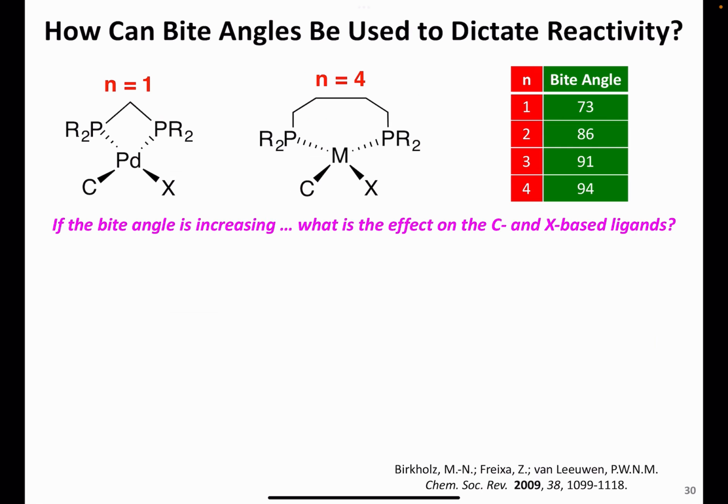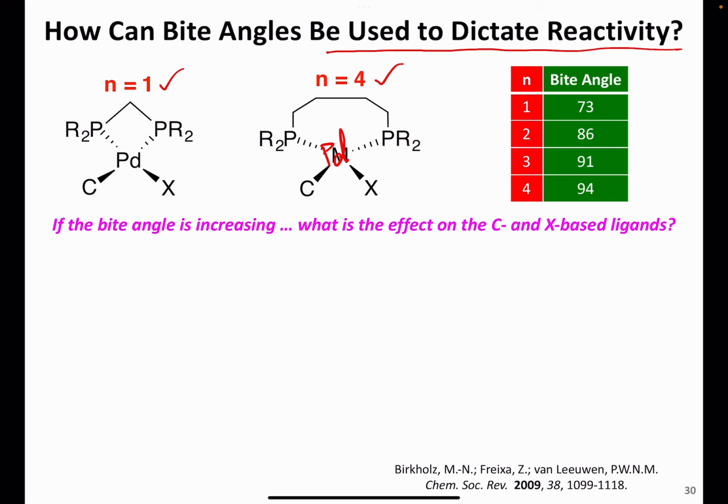But what's really interesting about bite angles is you can use them to dictate reactivity. And so what do I mean? Well, take, for example, these 2 palladium complexes shown here. This M should be a palladium. One is ligated by diphenylphosphinomethane, a 1-carbon bridge. The other is ligated by diphenylphosphinobutane, a 4-carbon linker between the 2 phosphoruses.